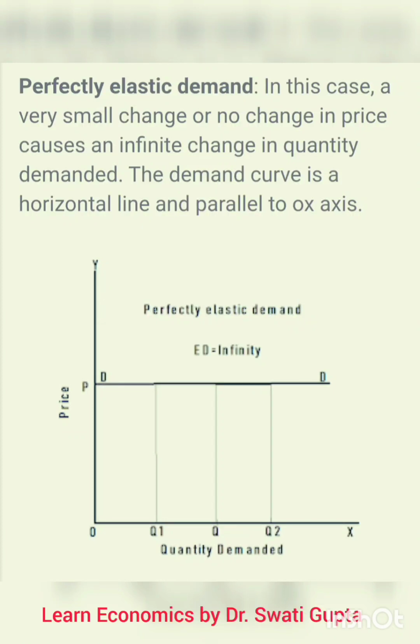Perfectly elastic demand: if there is no change in the price or a very small change in the price, it will cause an infinite change in quantity demanded. As you see in the diagram, OX axis quantity demanded and OY axis price are shown. DD is the demand curve, which is a horizontal line parallel to OX axis, which shows that at OP price there is infinite change in quantity demanded, which is shown as OQ1, OQ and OQ2 respectively.